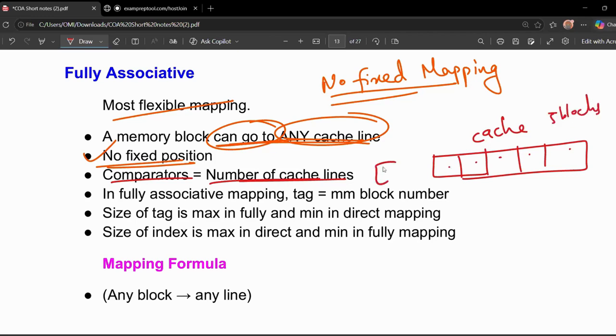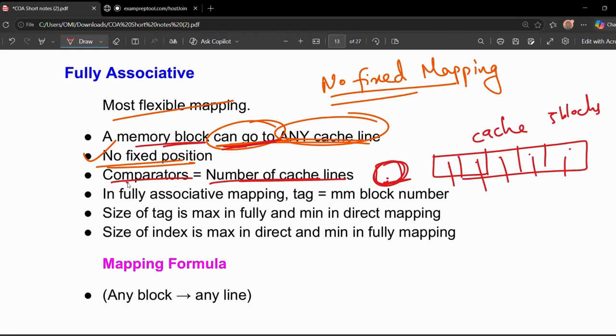Now if a new request has come, you have to see where it will map. Because a block can go anywhere, a main memory block can go to any line. Then you have to compare with this, and compare with this.